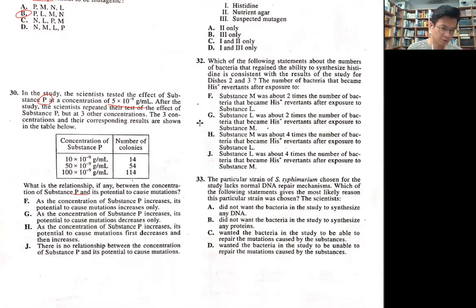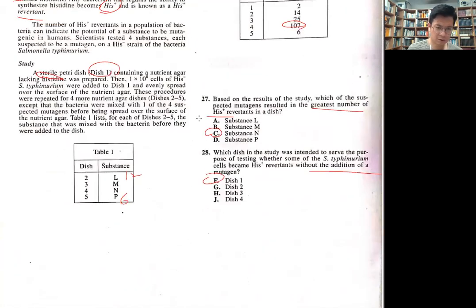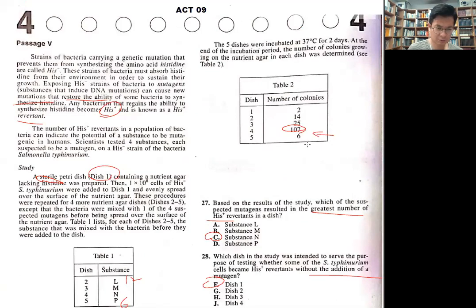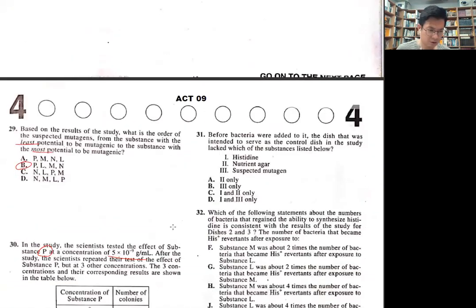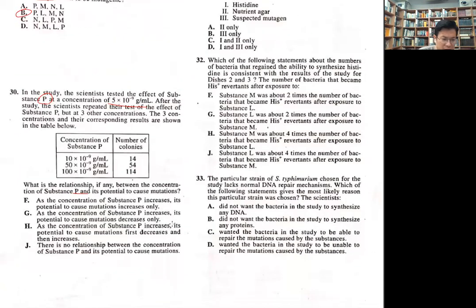P is 6, right? 6. Number of colonies is 6. And then as the concentration increases, the number of colonies is getting greater. In the beginning it's 6, then it's 5, right? So it's just getting greater, it increases by 1.